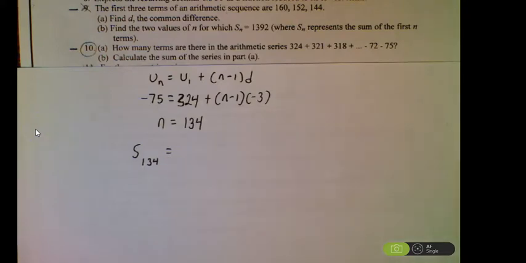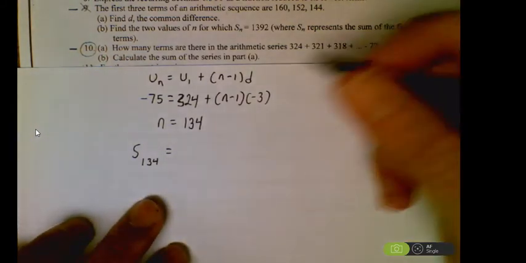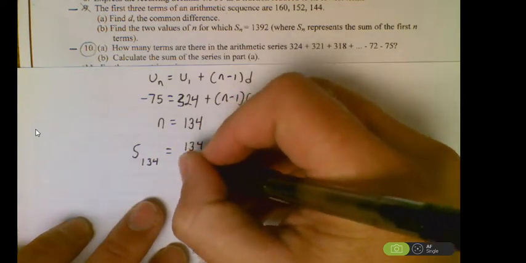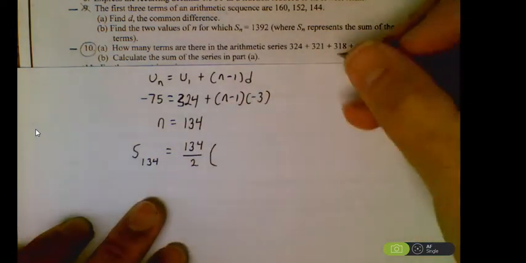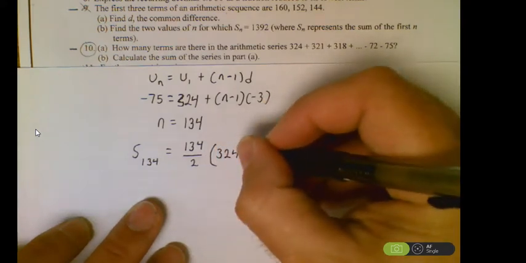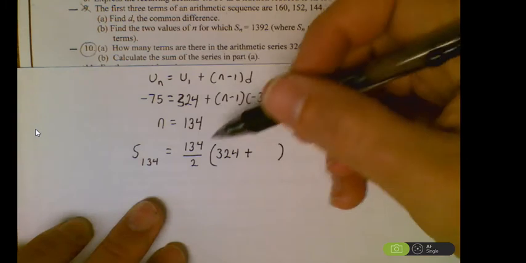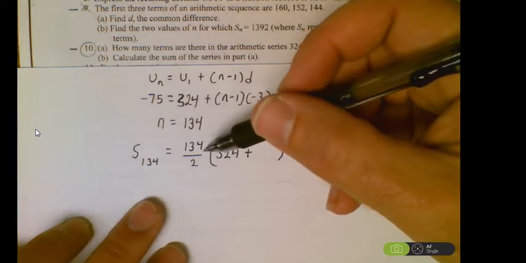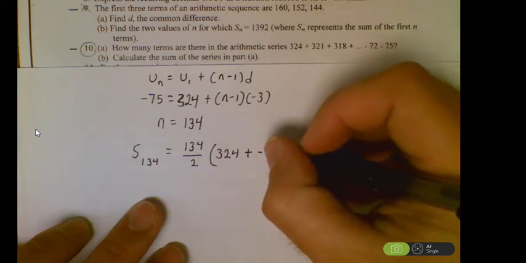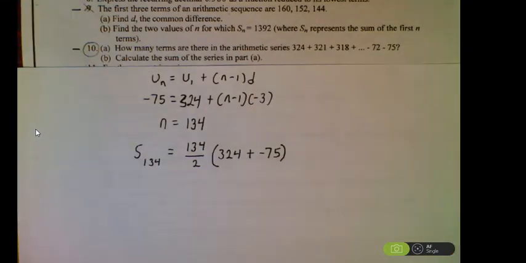So for this one, we've got the n over 2, and again we know there are 134 terms. Then we've got the first term, which is 324, and then the last term, or the value of the 134th term, is negative 75. So that can go in right there. Then just a little cleanup in the calculator, and that'll get you your sum.